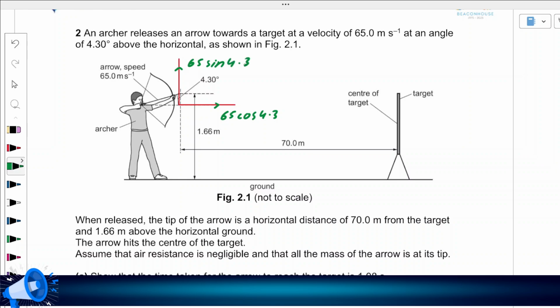Why do I draw the components? Because I know in the question of projectile motion, one way or the other, you have to use the components. Now let us find these two values quickly. 65 times 4.3, so we don't have to use the angle, we'll use these values. So if anyone can give me these two values, velocity in x and velocity in y.